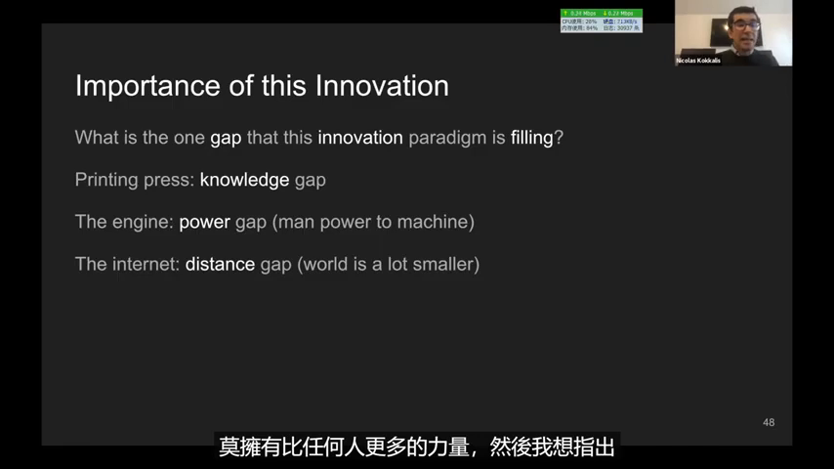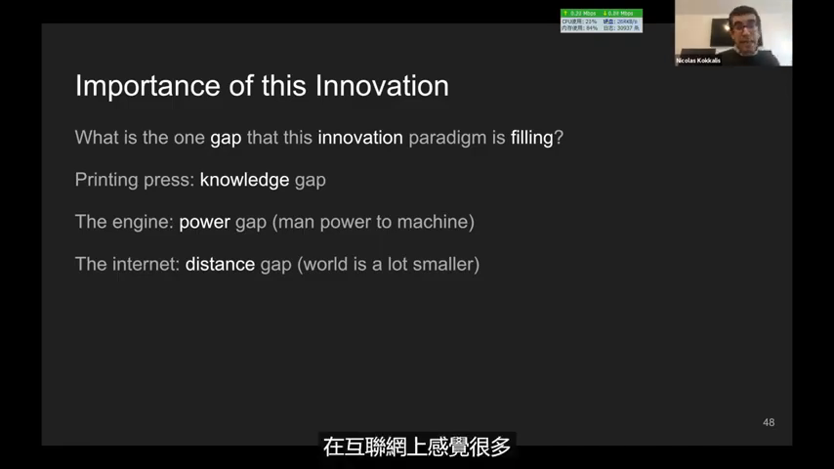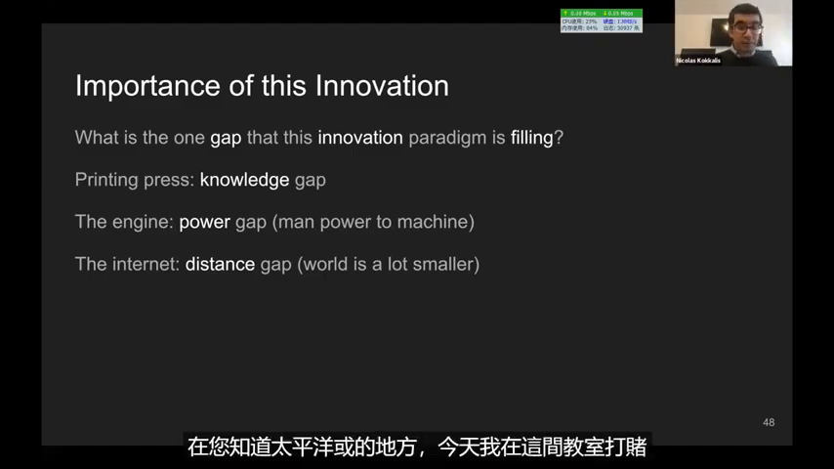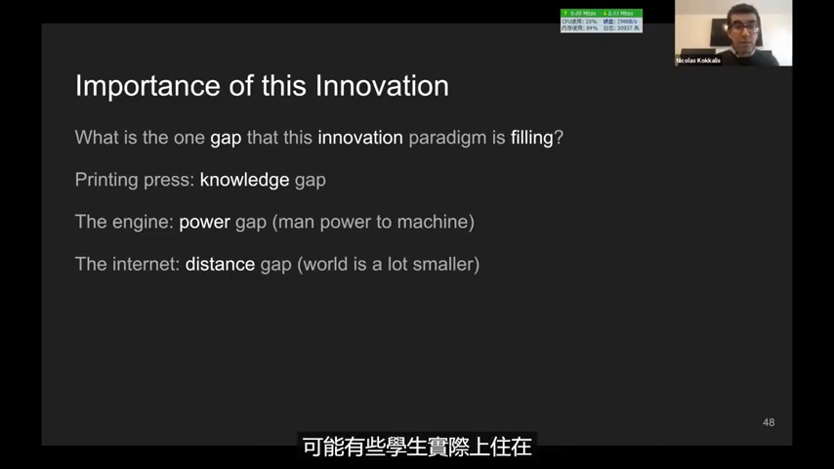And then I want to point out the internet, which is filling the distance gap, because forever it was difficult to hold a conversation or a class over the Pacific. I bet today in this classroom, there may be some students that are actually living in other countries right now because of COVID-19, or even on a different continent, and the internet filled this gap. And I think you can guess where I'm getting with the next one.